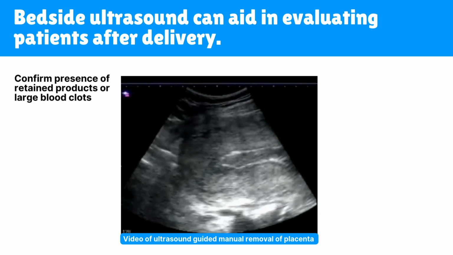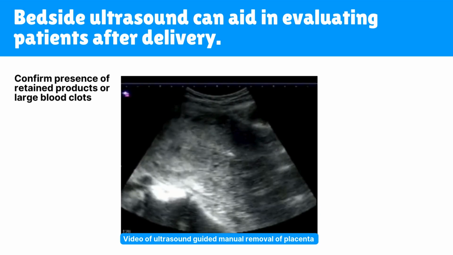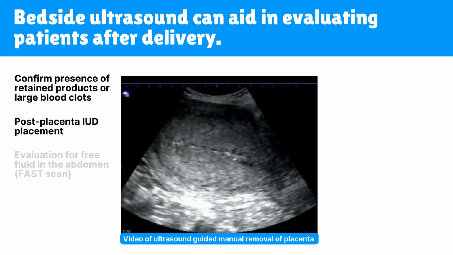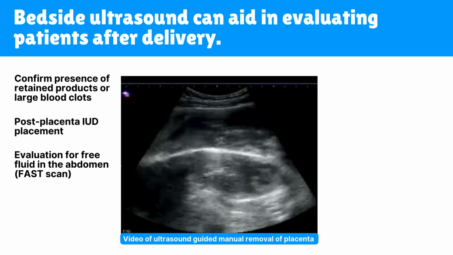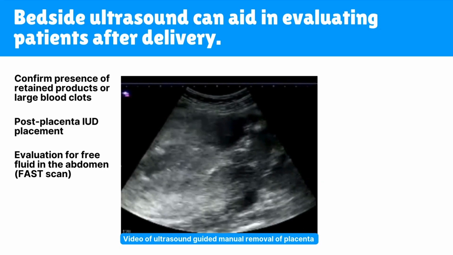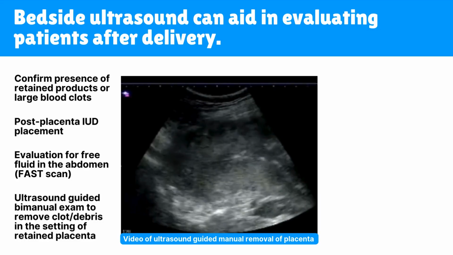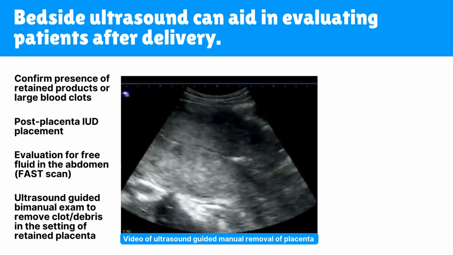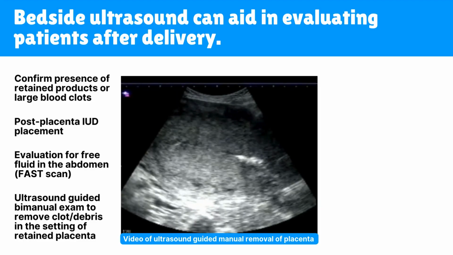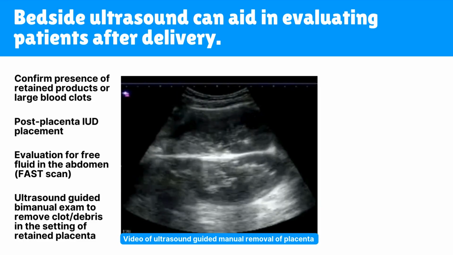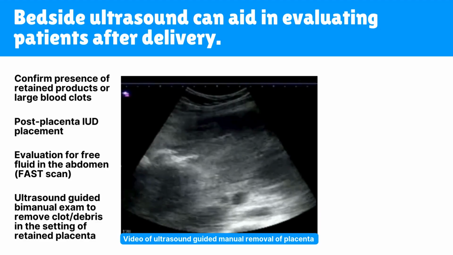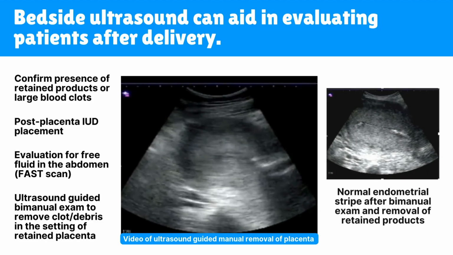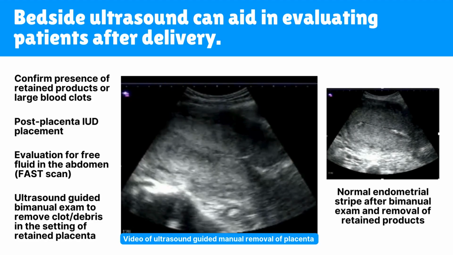There are many ways bedside ultrasound can aid in evaluating patients after delivery. Common examples include confirming presence or absence of retained products or large blood clots, placement of a postplacental IUD, evaluation for free fluid in the abdomen, which is called a FAST scan, or, like in this video example, to perform an ultrasound-guided bimanual exam in the setting of retained placenta. In this video, you can see the movement of the provider's hand performing the bimanual, followed by expulsion of the retained portion of the placenta on ultrasound. After the retained products are removed, a normal-appearing endometrial stripe is apparent.